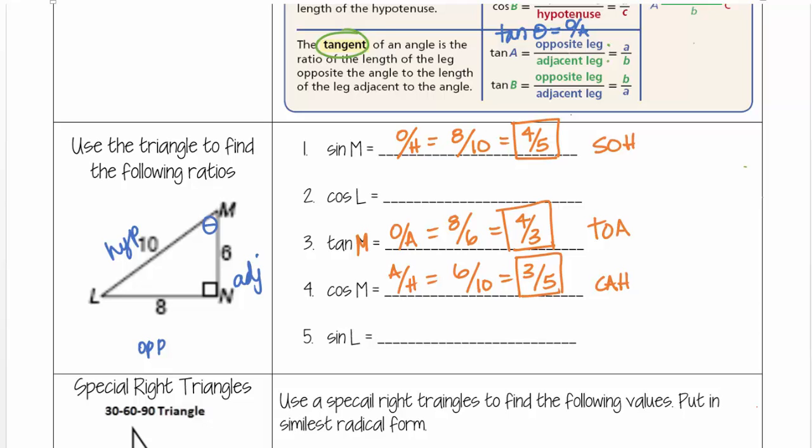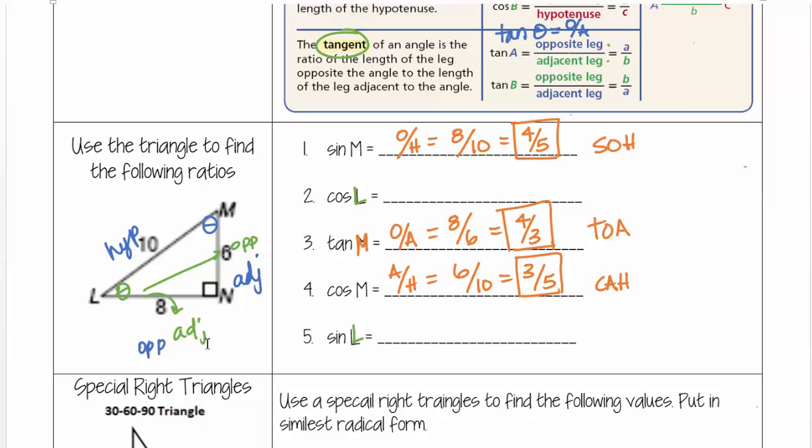So now things change a little bit when we talk about this same triangle, but we're talking about angle L. So angle L is now going to be our theta. And if that happens, then our hypotenuse stayed the same, but this time this guy over here is our opposite side. And this guy right here is our adjacent.